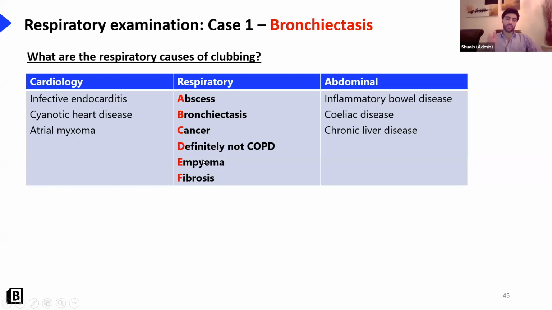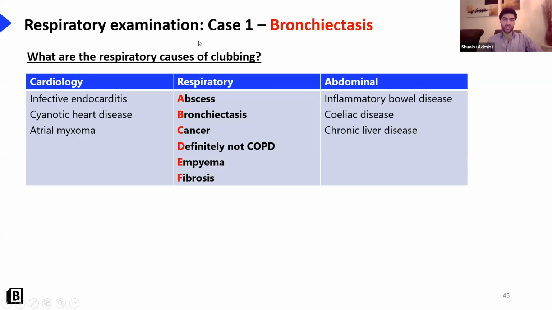So if you go into your respiratory examination station and you see the patient has clubbing, you can be fairly sure that they either have bronchiectasis, cancer, or fibrosis. And in OSCEs, they typically like to bring patients in with bronchiectasis or fibrosis. So if you see your patient has clubbing in a respiratory station, you already know that the most likely diagnosis is either going to be bronchiectasis or fibrosis right off the bat. So that's why inspection is so important.